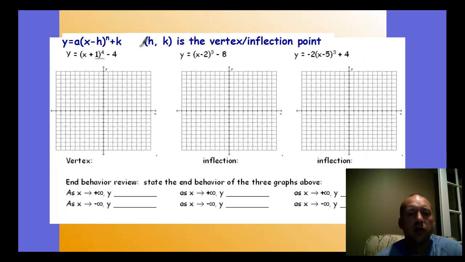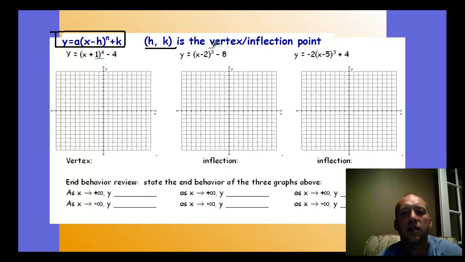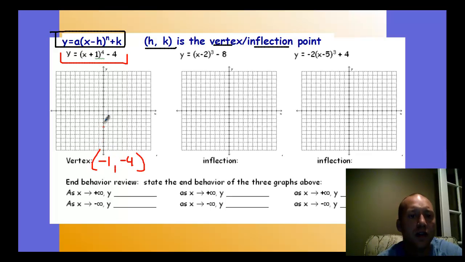Vertex form. So similar to quadratics, we had vertex form. For all polynomials, we have that, and we can use the same knowledge of vertex form for parabolas and apply it to this. So h, k is the vertex or the point of inflection, so you can find those quickly. So for this graph here, we can find the vertex first. So our vertex here is -1, -4. So you can find that vertex first, -1, -4.